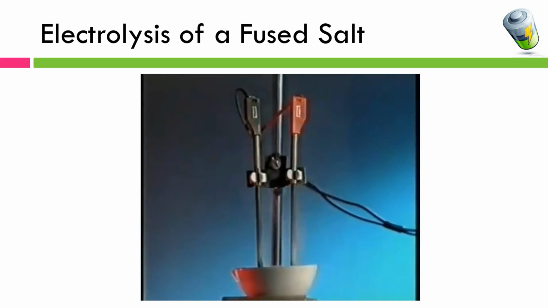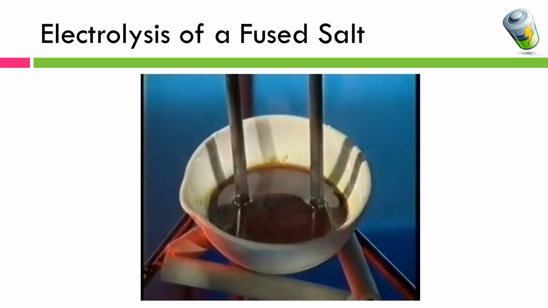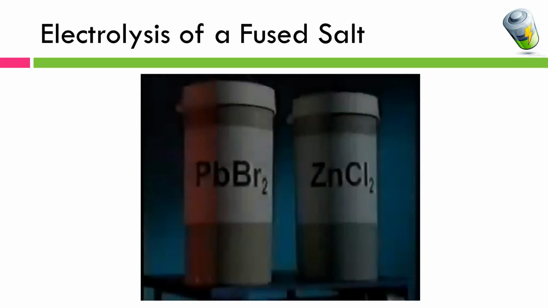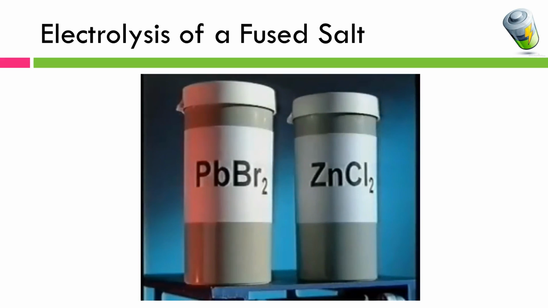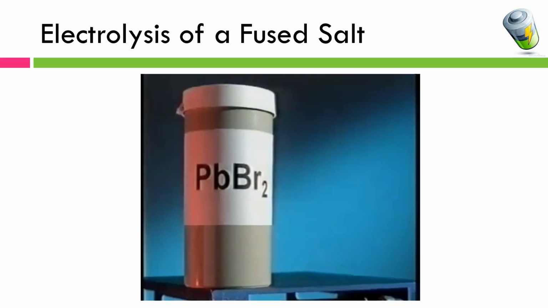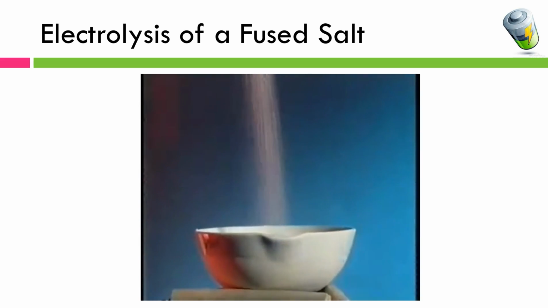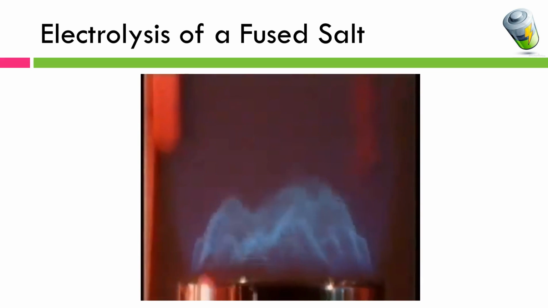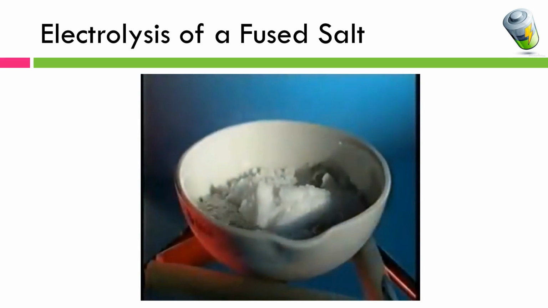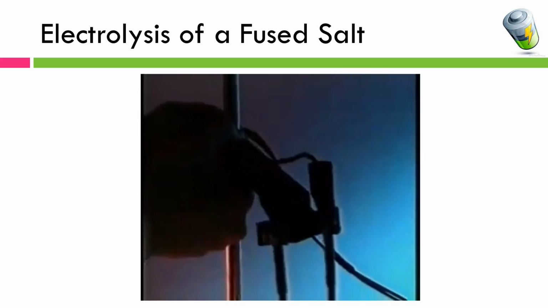Electrolysis of lead bromide only works when the compound is molten. Why doesn't it work when the compound is solid? Change the compound from lead bromide to zinc chloride, and the products of electrolysis will be different. What would you expect to see happening when electricity is passed through molten zinc chloride?